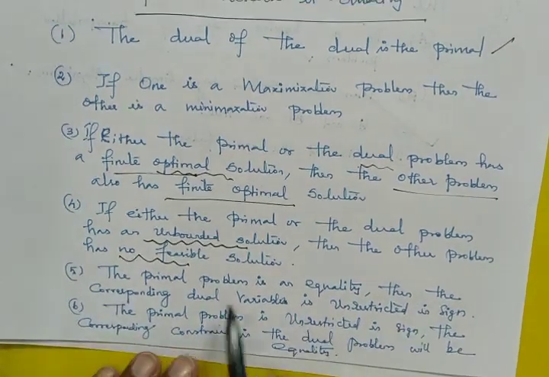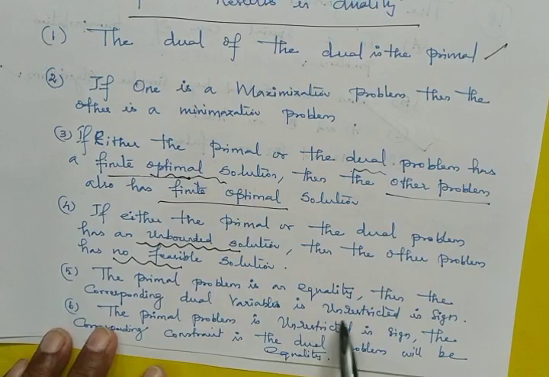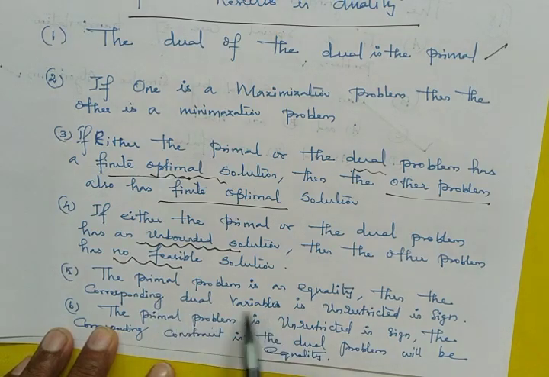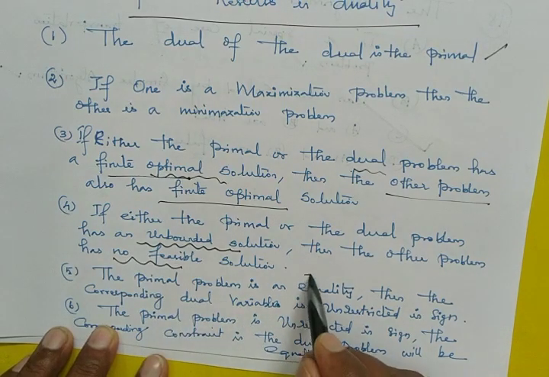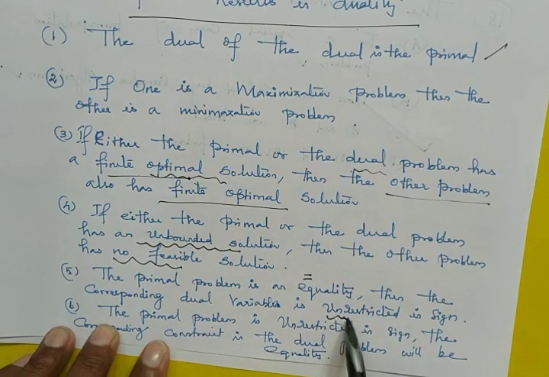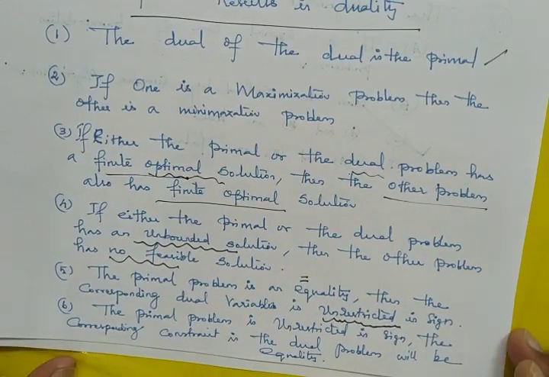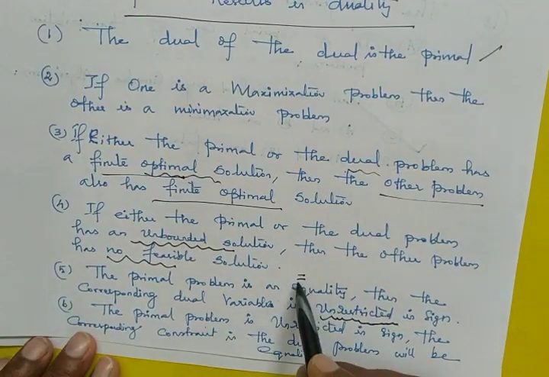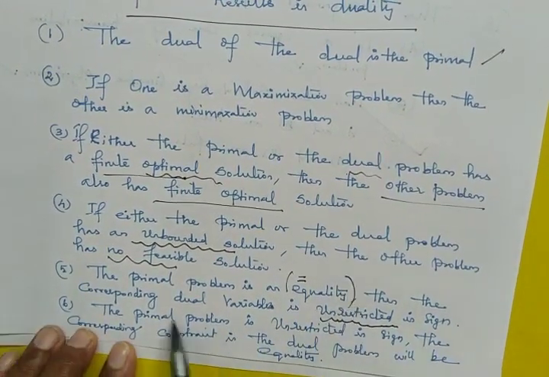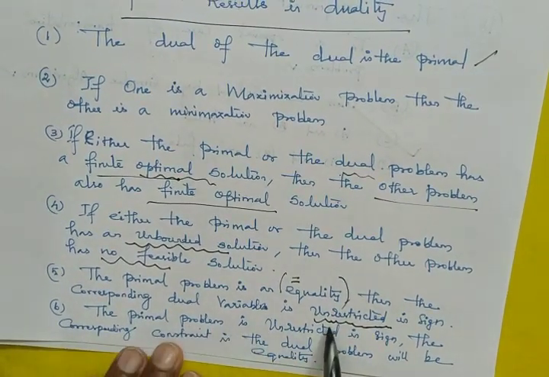If the primal problem has equality constraints, then the corresponding dual variables are unrestricted. At the time of writing the dual, that should come in the form of what? Unrestricted. If a primal has equality constraints, then in the dual you are going to mention that the variable is unrestricted.